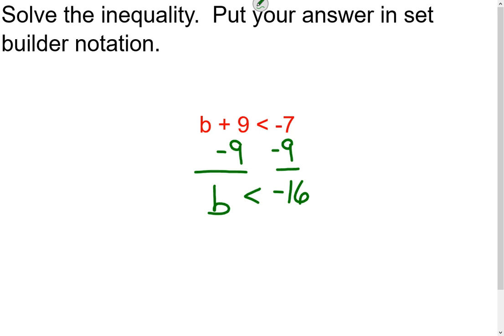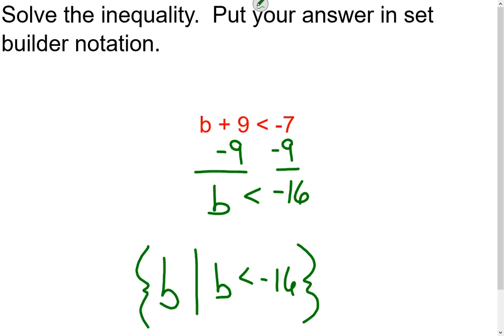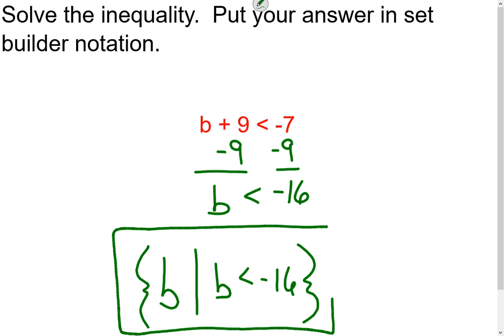It stays as is. Now set builder notation, remember, we use these little squiggly parentheses to tell the reader what our variable is, and then we use this little line that means such that, and then B is less than negative 16. Close it off with your little squiggly parenthesis, and then this would be our final answer when it asks for it in set builder notation.